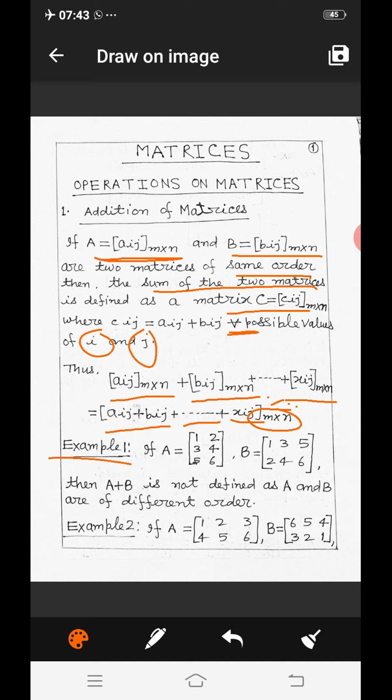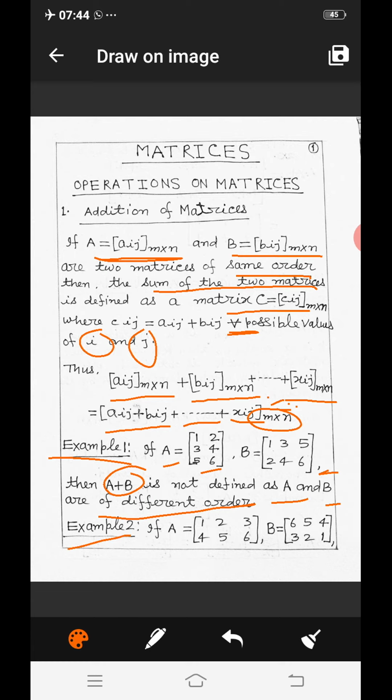Taking an example, if matrix A equal to having elements 1, 2, 3, 4, 5, 6 and matrix B is equal to having elements 1, 3, 5, 2, 4, 6, then dear students, here matrix A is of order 3 by 2 and matrix B is of order 2 by 3, then A plus B is not defined as A and B are of different order.